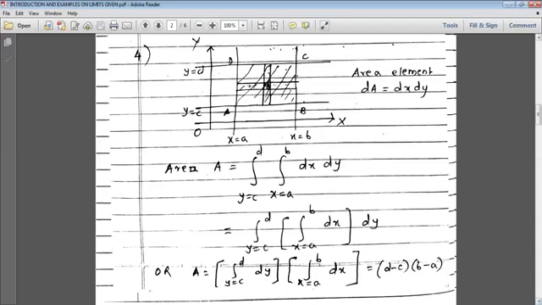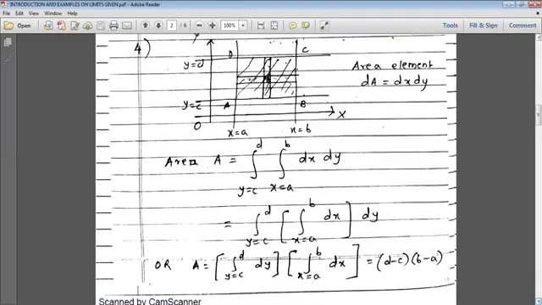Now we can write this double integral as a product of two single integrals. The first integral is with respect to y, and the limits for y are c to d, and the second integral is with respect to x, and the limits for x are a to b. Therefore, we obtain the area of this rectangular region, that is length into breadth, d minus c in the brackets, and in the second bracket b minus a.